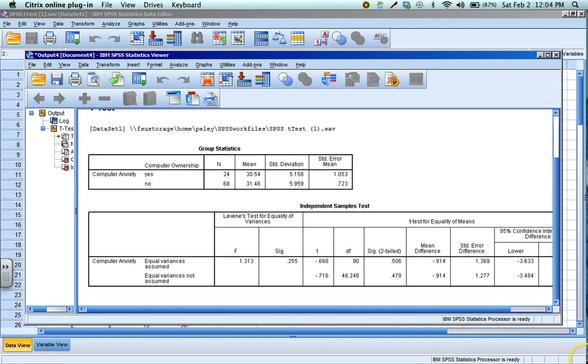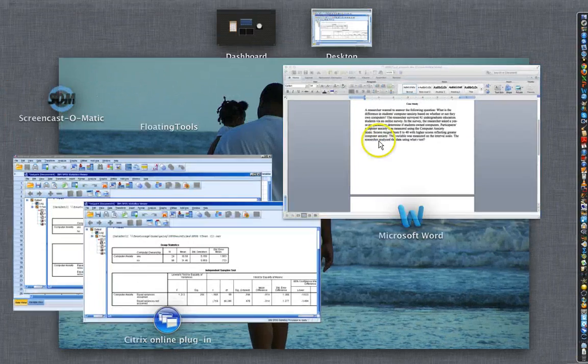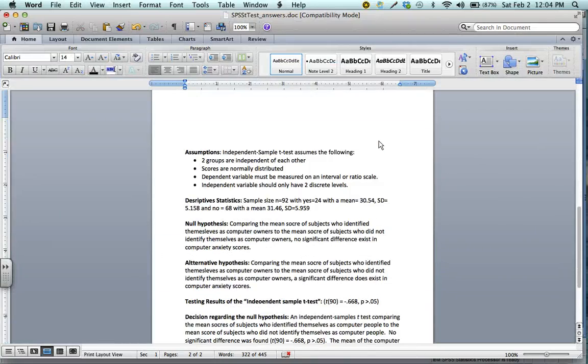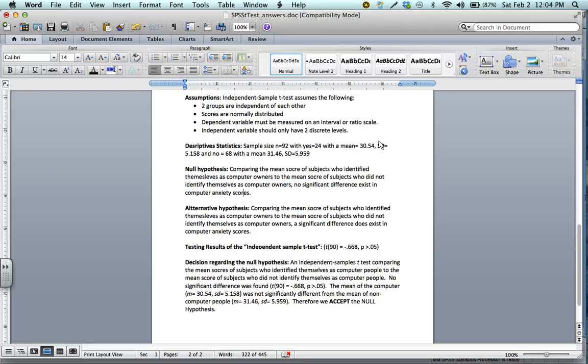All right, so let's talk about how that looks in a write-up. So if I wrote that up here, we'll be talking about this. Let's start from the beginning. Our assumptions in the independent sample t-test: the two groups are independent of each other, the scores are normally distributed, the dependent variable must be measured on an interval scale, and the independent variable should only have two discrete levels.